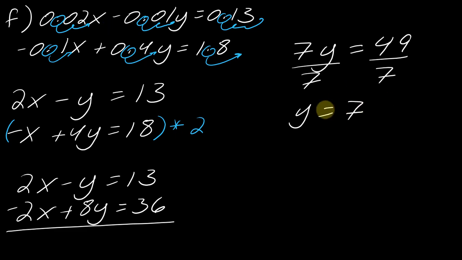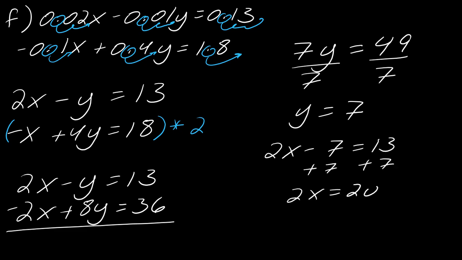So now I can plug this back into one of these easier forms of the equation. So we're going to call this 2x minus 7 equals 13. Go ahead and add the 7 to get 2x equals 20. Divide both sides by 2 and I'll get x equals 10. So my solution in this case will be 10 and 7.